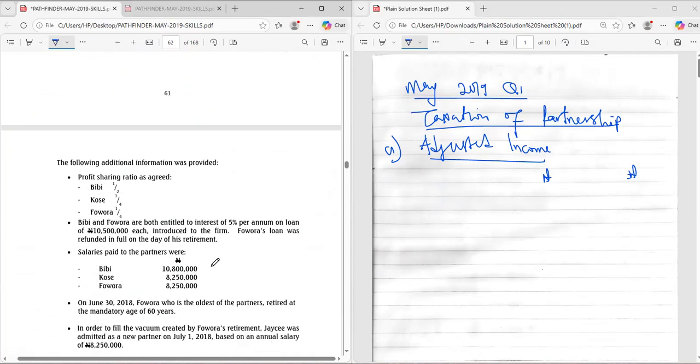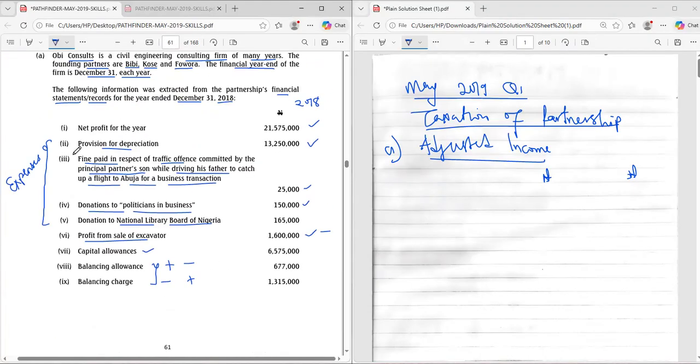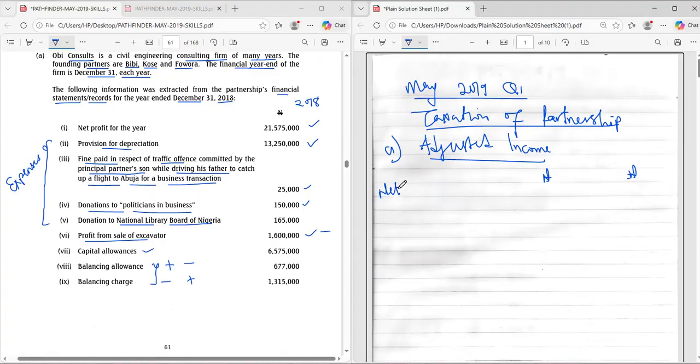All right, so let's go. The following additional information was provided. Anyways, I don't really need this now for me to adjust for this. So let us prepare our adjusted income quickly. So our net profit, how much is it? 21,575,000.